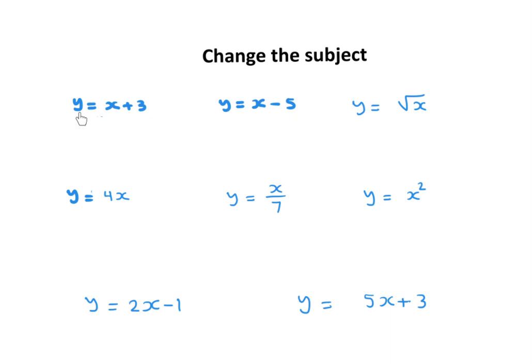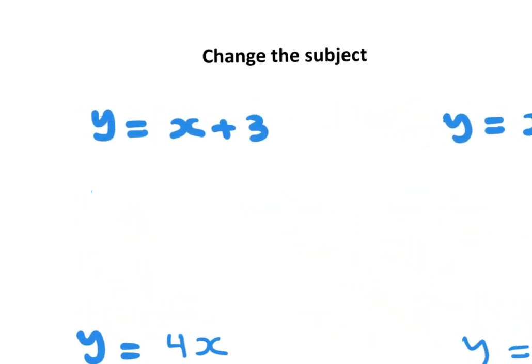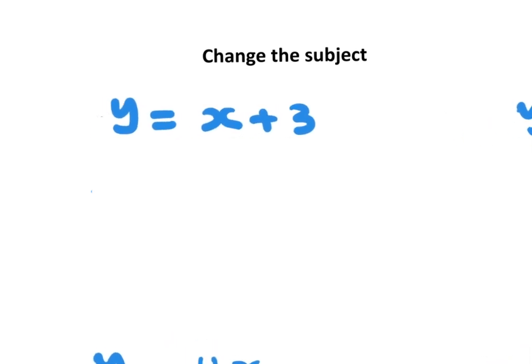If we have an equation like y equals x plus 3, because y is on one side, we can say that y is the subject, or y in terms of x. If we need to change it, can we make x on one side?